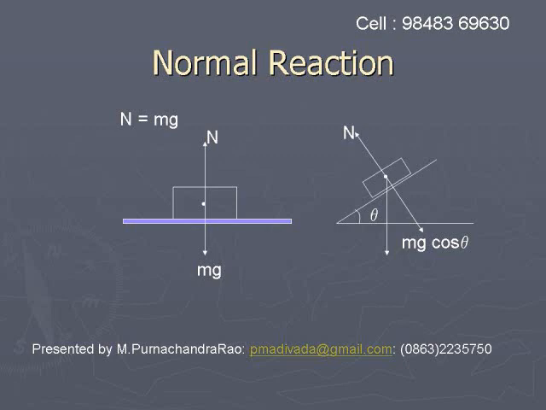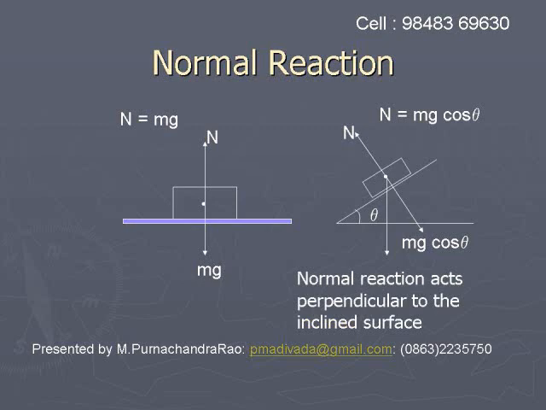This causes normal reaction. Because of this component, the inclined surface applies normal reaction on the block placed. So that normal reaction will be equal to mg cos theta. Mg cos theta is perpendicular and down the inclined surface, and normal reaction is on the block placed on the inclined surface. It is upwards, not vertically but perpendicular to the inclined surface.